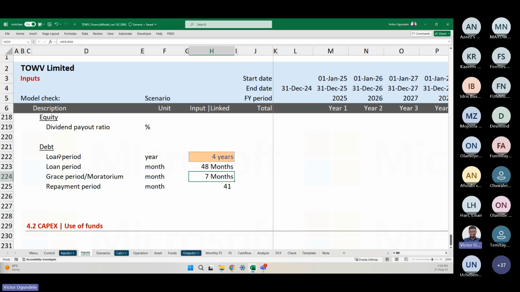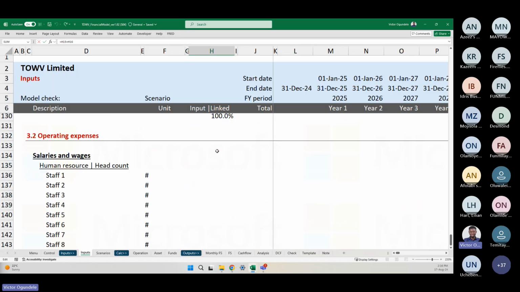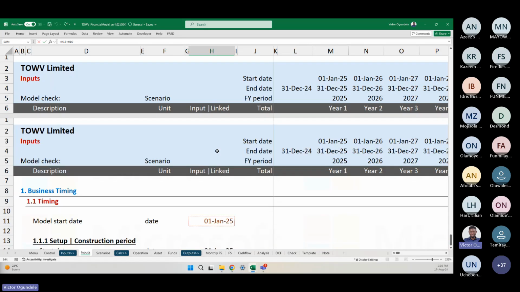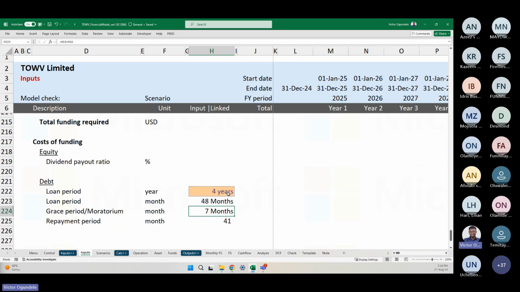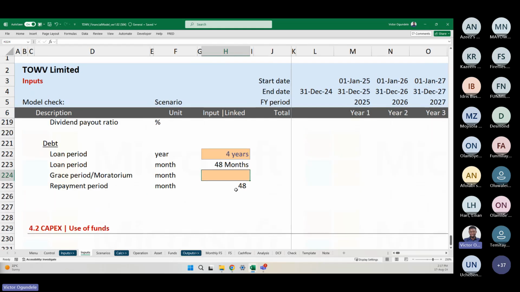So we said grace period, because the business has not started generating revenue in that period. So which means the grace period should be equal to your construction period. Just add your construction period plus the delay period, the one you have up here. Or you know what? Let's put it as an input, because I know some people are getting confused already. So let's make the grace period 8 months.